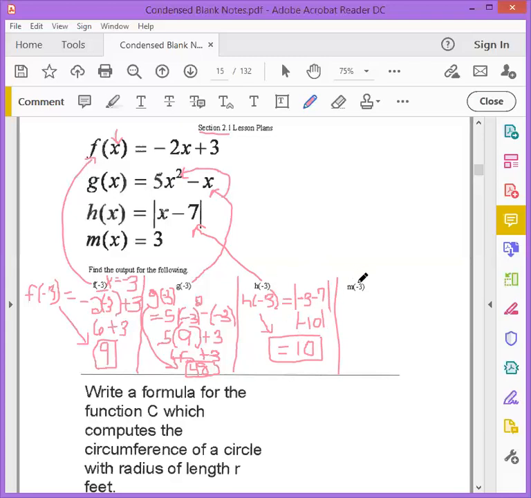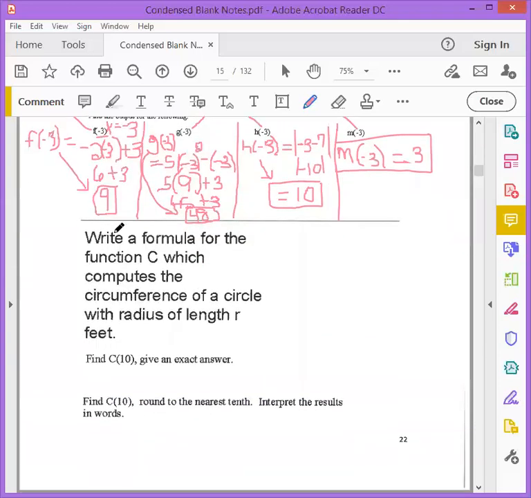Now m of -3, we're substituting into the m function. We'll have m of -3 equals 3. There's no x coordinate to the right of the equal sign. This is what's called a constant function. No matter what number you substitute for x, you're going to get the value of that function to be 3.